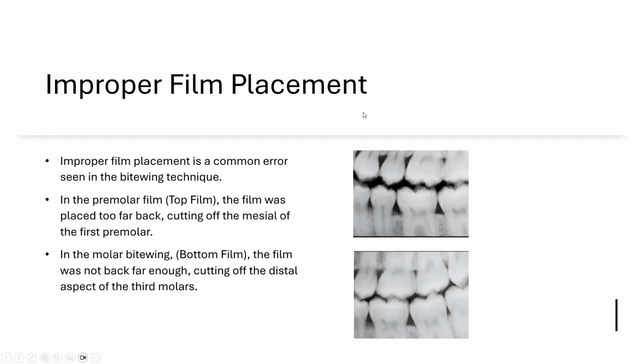Improper film placement is a common error seen in the Bitewing technique. In the premolar film, this one, it is placed in such a way that the mesial portion of the first premolar is missing. And here it is placed in such a way that the distal portion of the third molar is missing.